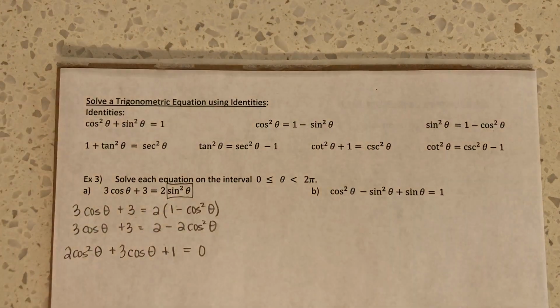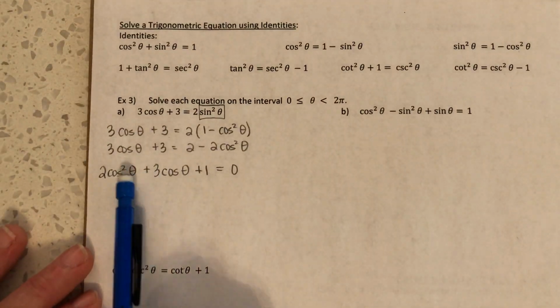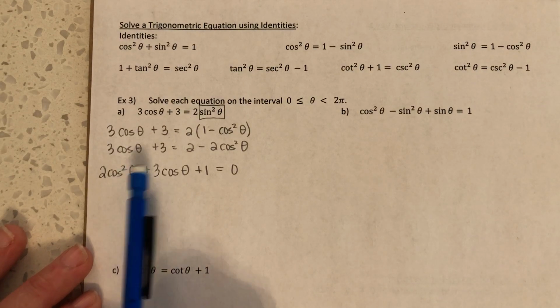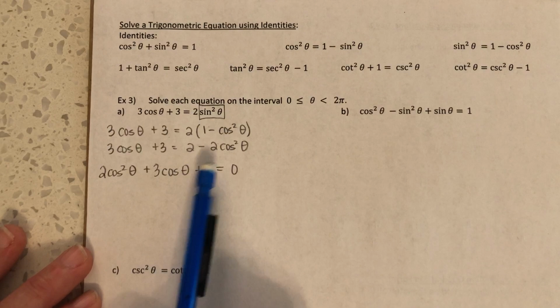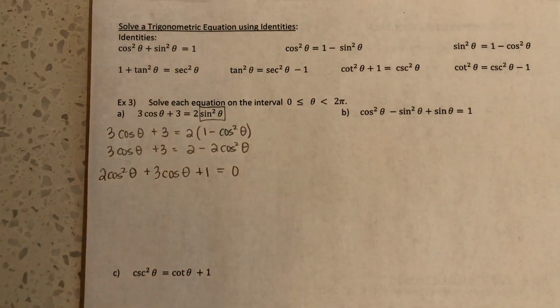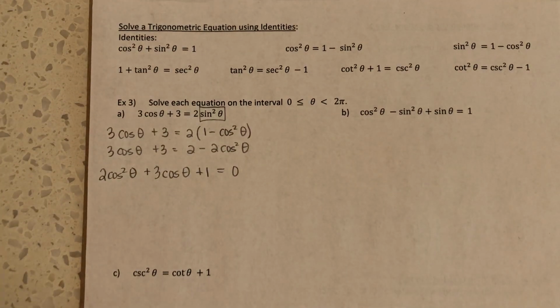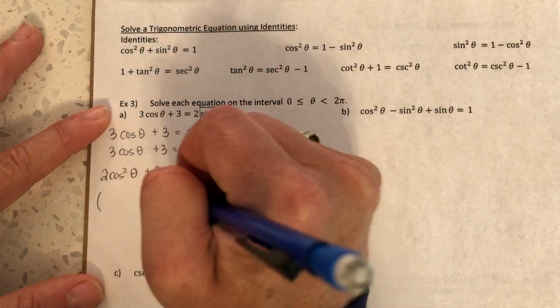Equals 0. And then again, if you feel better or more confident putting a u in the place of cosine theta, so then it will be 2u squared plus 3u plus 1, please have at it. I'd like to see you guys get good at factoring this just the way it is. So let's try to factor this.